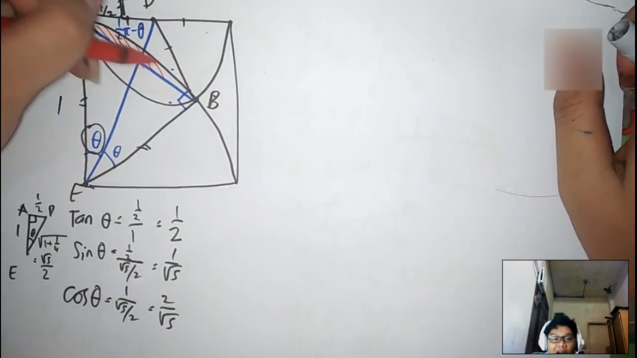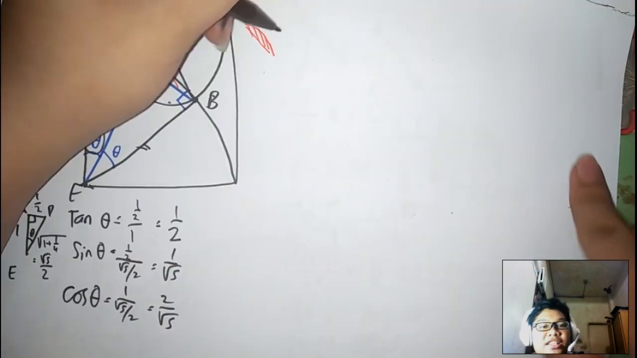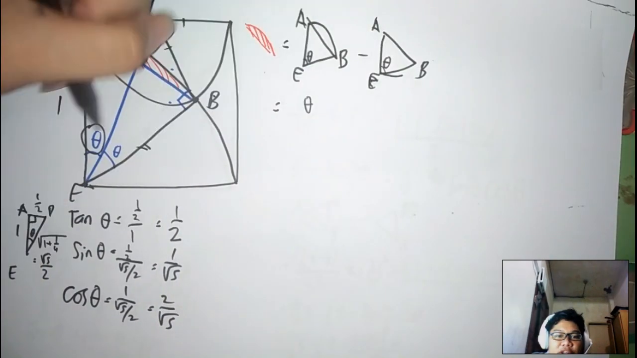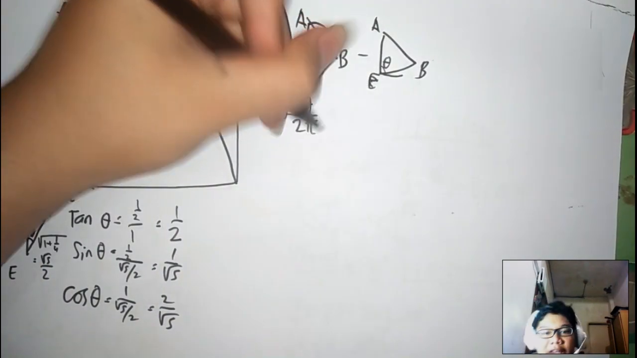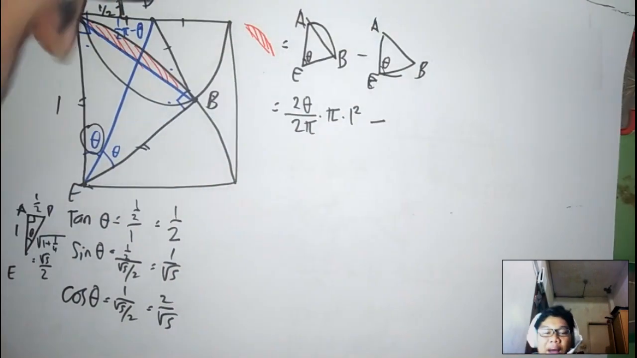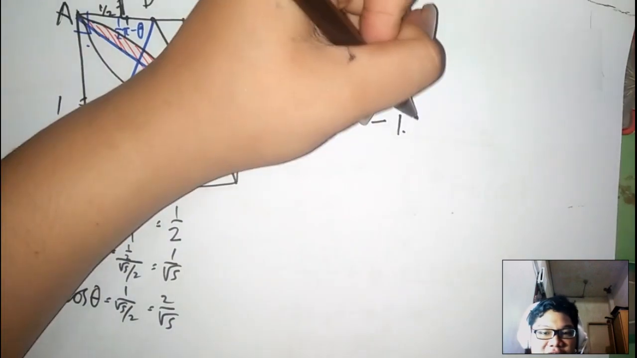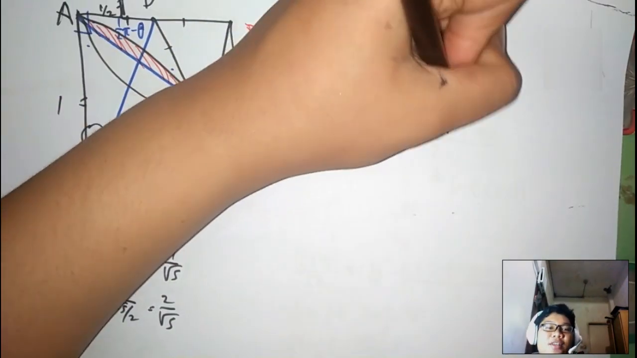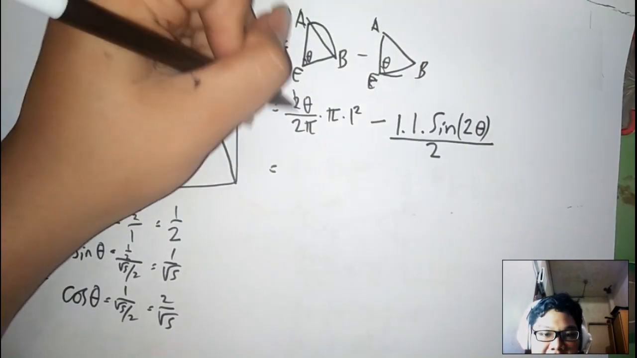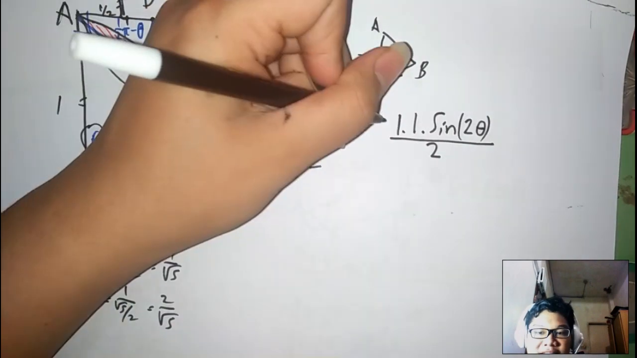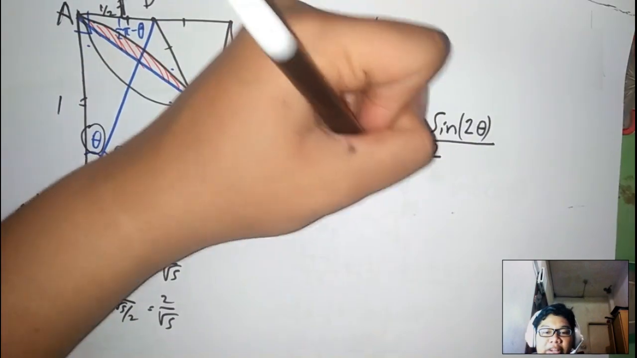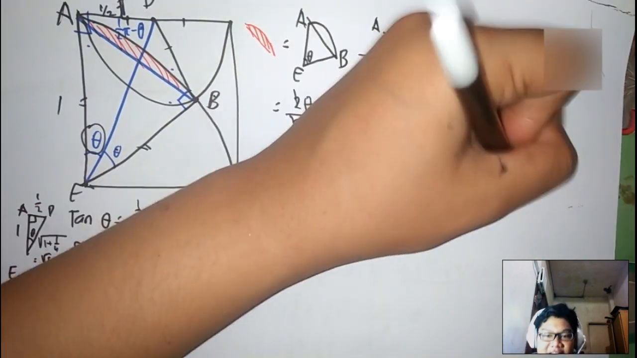Continue. The upper arc formula is equal to the entire figure minus the ABE triangle. After that, we know it's 2 theta divided by 2 pi times the area pi r squared, and r is 1, so only 1 squared, minus the triangle. The area of the triangle is 1 times the sine of the angle. It's 2 theta divided by 2, and after that we eliminate and we get theta minus the sine of 2 theta divided by 2, or we can write it as theta minus sine theta cos theta.